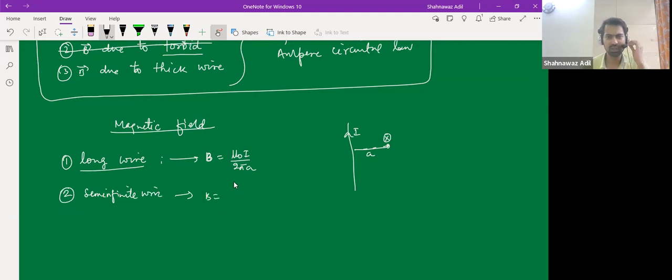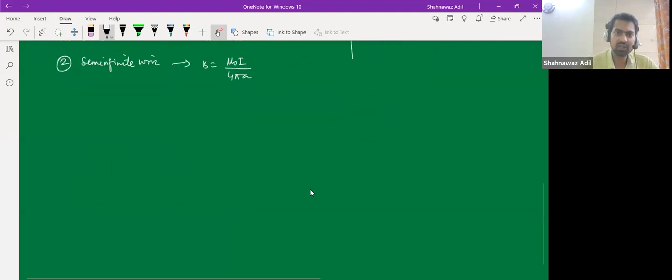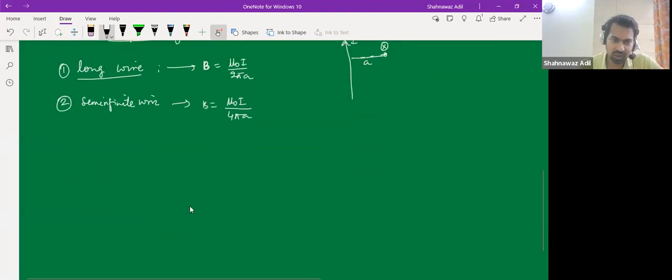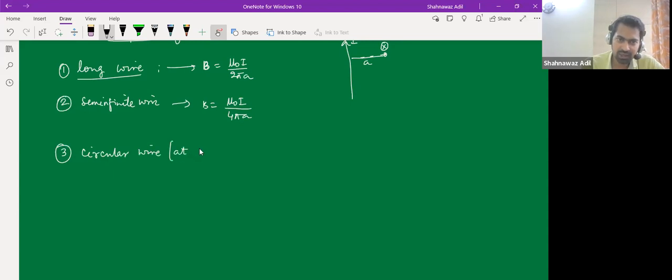So this was how much, Aisha and Mariam? Mu naught I by 4 pi A, right, guys? Then we learned about the magnetic field due to a circular wire, at the center of a circular wire.